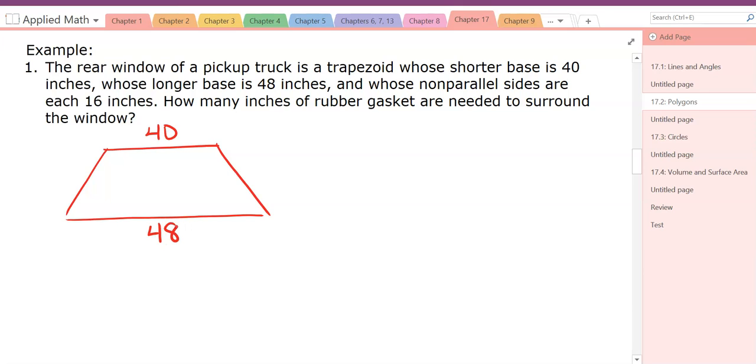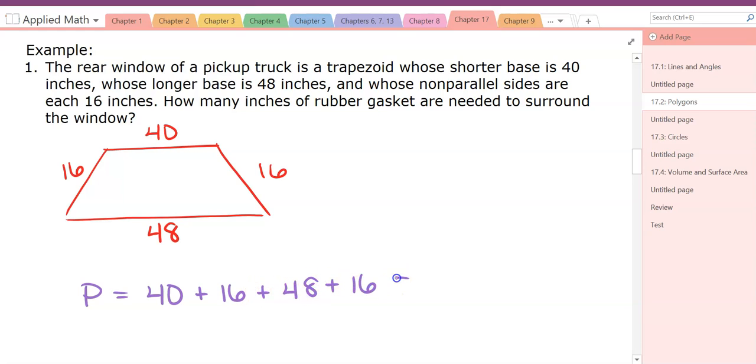The non-parallel sides, those would be the two slanted ones, because if those lines kept going, they would eventually cross, and that's what makes them not parallel. Those are each 16. Okay, so to find perimeter, we would just add those numbers up: 40 plus 16 plus 48 plus 16.